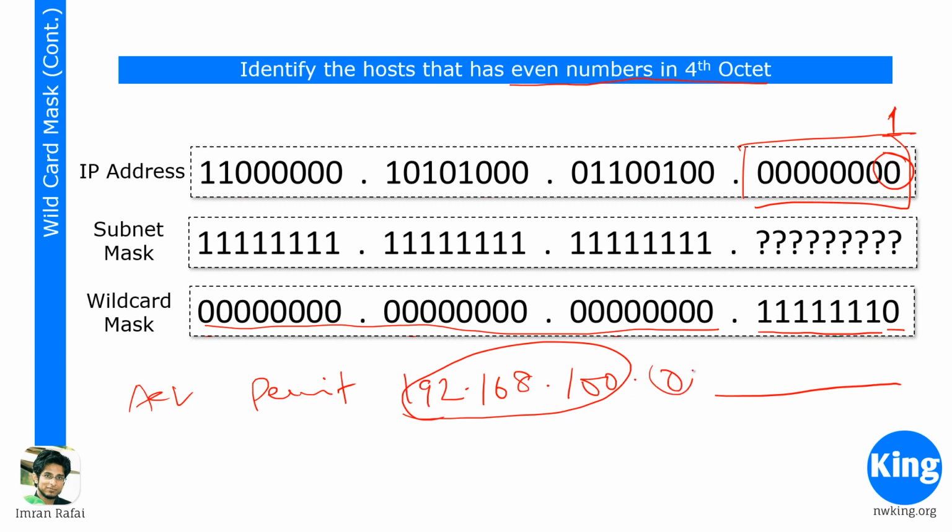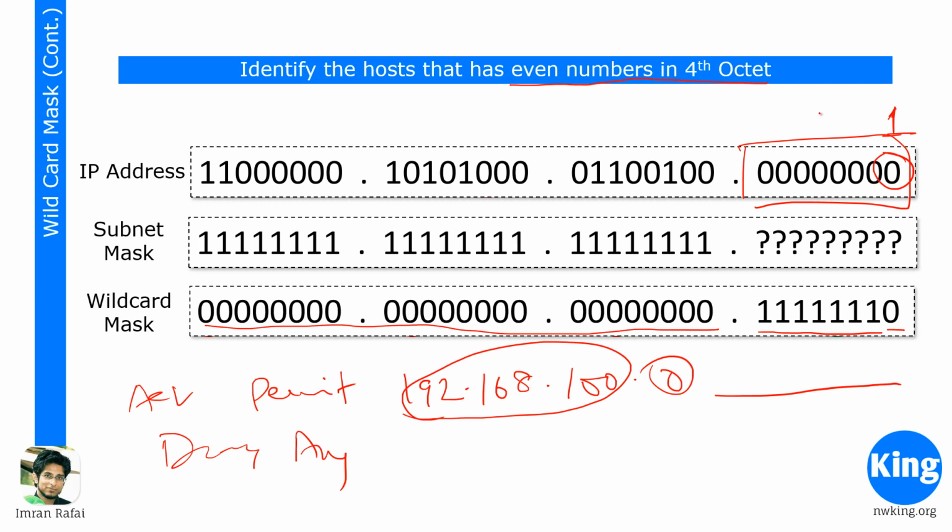It has to match with this 0. That means it has to be a 0. If at all it's a 1, it will be a deny, right? You have a deny any at the bottom, so it will go to deny any. But only if it's matching. If it is a 0, that means this number is always an even number.